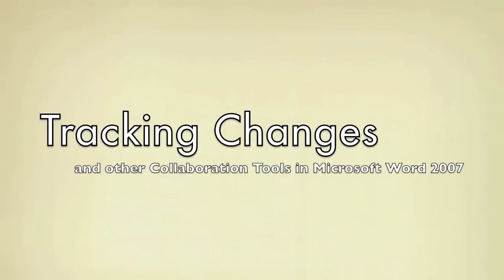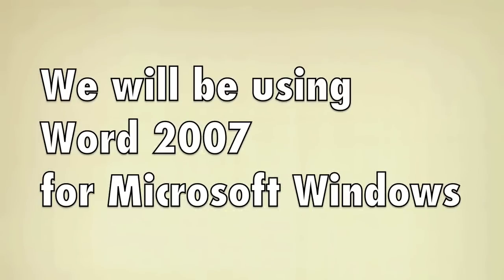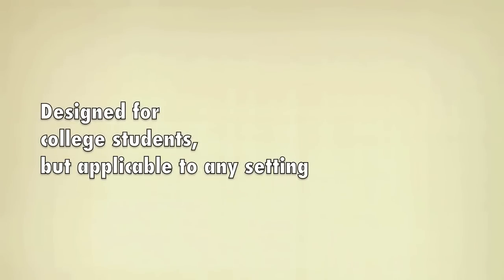This video is a tutorial on how to utilize track changes and other collaboration tools available in Microsoft Word 2007. If you have an earlier version of Microsoft Word, or if you use OpenOffice, you likely have these same tools. However, the differences between the user interface will make it difficult to translate what is demonstrated in this tutorial to those programs. This tutorial was designed for students who may be collaborating with classmates or instructors, but it is just as applicable in any setting.